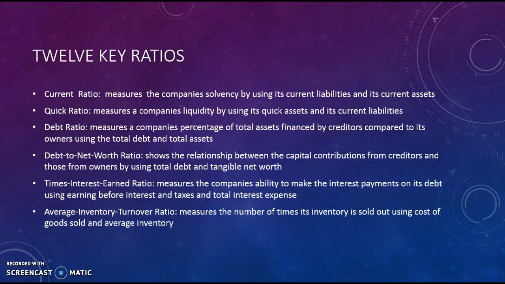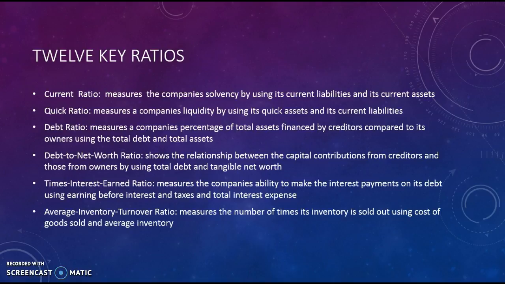Debt ratio, which measures the company percentage of total assets financed by creditors compared to its owners using the total debt and total assets. Debt to net worth ratio, which shows the relationship between the capital contributions from creditors and those from the owners by using total debt and tangible net worth. Times interest earned ratio, which measures the company's ability to make the interest payments on its debt using earnings before interest and taxes and total interest expense.